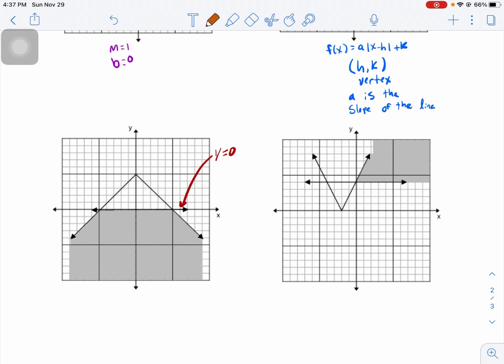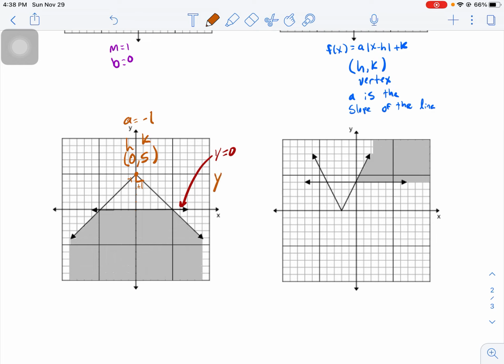Our next line is going to be an absolute value graph. Let's first label the vertex. That's up 1, 2, 3, 4, 5, so that's 0, 5 in h and k. The slope of this one is going to be positive or negative 1. We're going negative 1 to the right 1, and it's opening down. When it opens down like this, that means the a value is negative, so a is going to be negative 1.